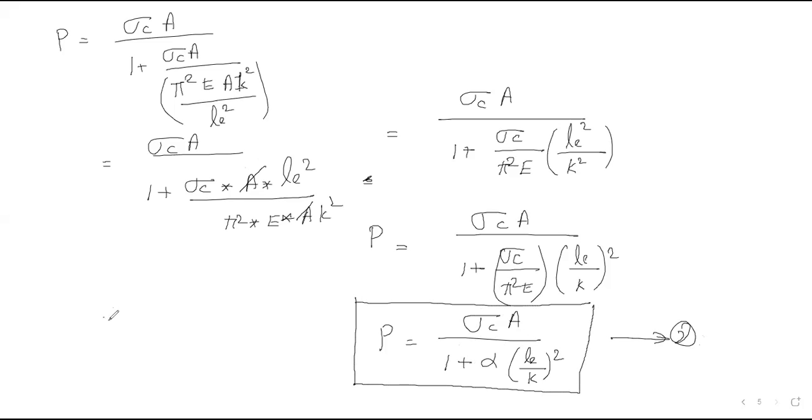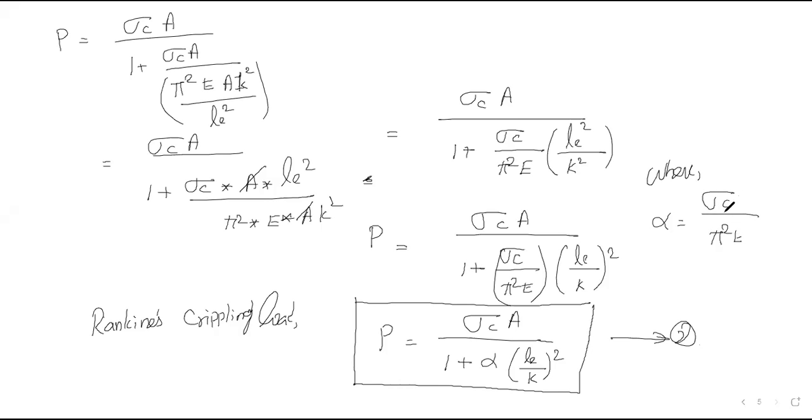So the Rankine's crippling load P is equal to sigma C into A divided by 1 plus alpha into LE by K the whole squared, where the alpha term is equal to sigma C divided by pi squared E. Here mostly all are constant. With respect to the sigma C value, we can find the value of alpha, that means based on the material elasticity.